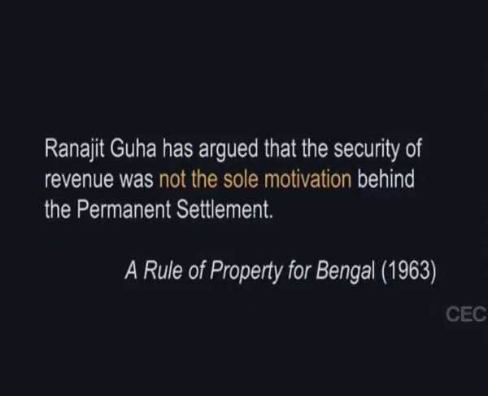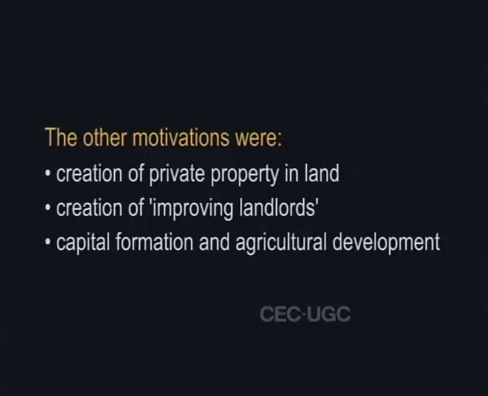It is worth pointing out that the security of revenue was not the sole motivation behind the permanent settlement. This point has been debated also by Ranajit Guha in his book, A Rule of Property for Bengal, and in fact there were other ideas also apart from these two. One was the English notion of the creation of private property in land and improving landlords. We have referred to improving landlords earlier. And there was a French physiocratic idea of capital formation and agricultural development, all of which stood behind the introduction of the permanent settlement.